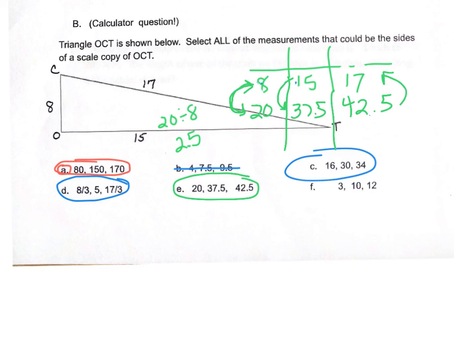And then the next one is 3, 10, and 12. Well, let's see. I think there's a big no on this one, right? Looks like I'm subtracting 5 and subtracting 5 and subtracting 5, but we can't find that scale copy through addition or subtraction, right? It has to be multiplication or division. So that one is a no. So there's question B.